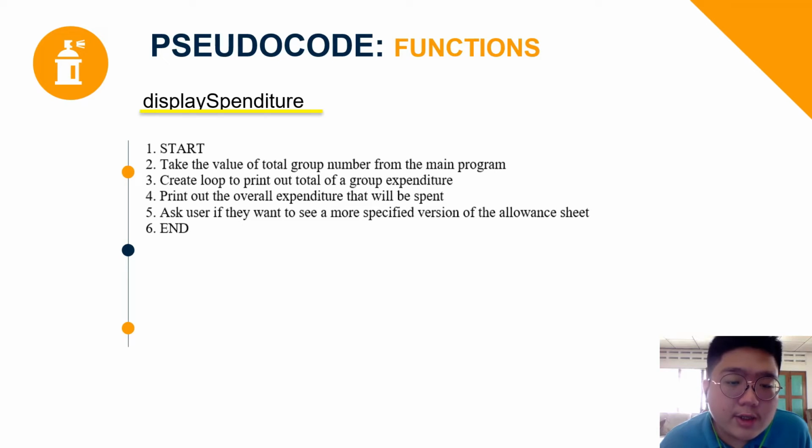The display expenditure function will take the value of total group number from the main program and create a loop to print out the total group expenditure. Then we will print out the overall expenditure that will be spent and ask the user if they want to see a more specified version of the allowance sheet.